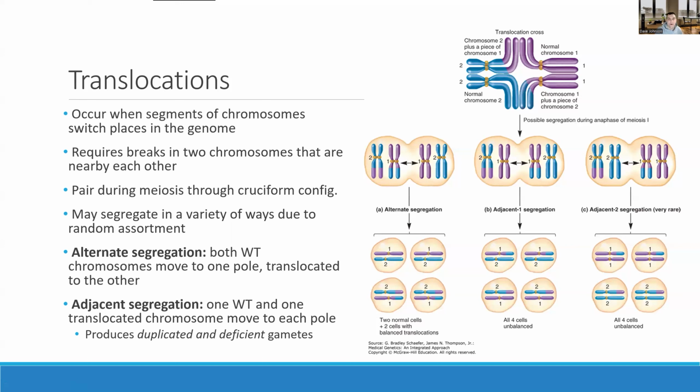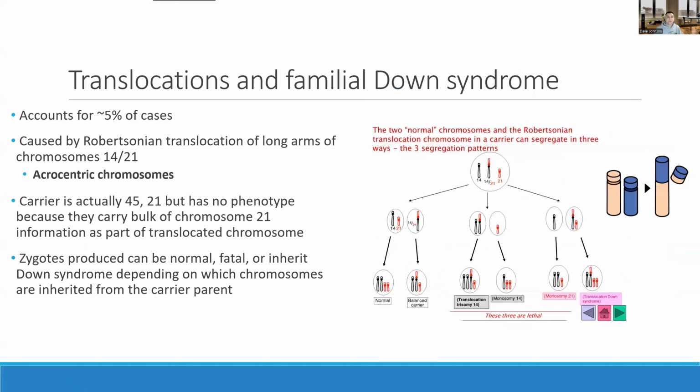Let me give you an example of a translocation, though, that is actually tolerated in humans. So this is what is called familial Down syndrome. It accounts for about 5% of cases of Down syndrome, and it results from something called a Robertsonian translocation in one of the parents. And to be clear, the parent will likely have no clue that they actually have this. Turns out that this is actually more common than we previously had thought. This is more common than you think it would be.